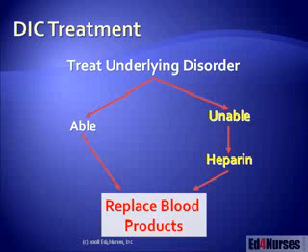Otherwise, anticipate blood product replacement, starting with platelets, FFP, and cryo, our clotting factors first.